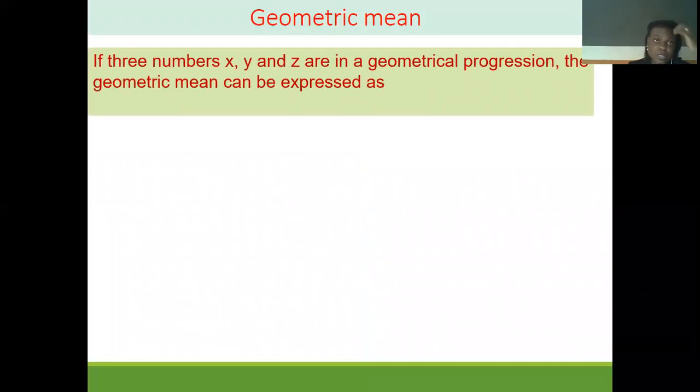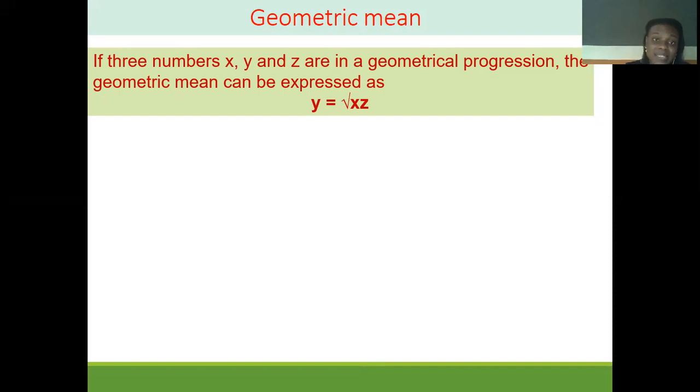Now let's move to geometric mean. We talked about arithmetic mean. Let's move to the geometric mean. Now the geometric mean of two numbers, x and z, can be said to be y. So if three numbers x, y, and z are in a geometric progression, the geometric mean can be expressed as y, this is the geometric mean like I said, equals the square root of xz.